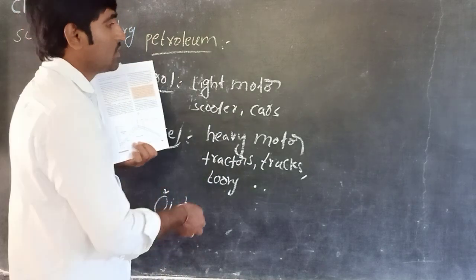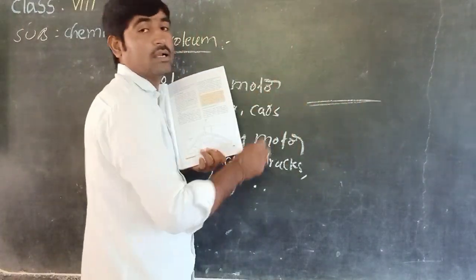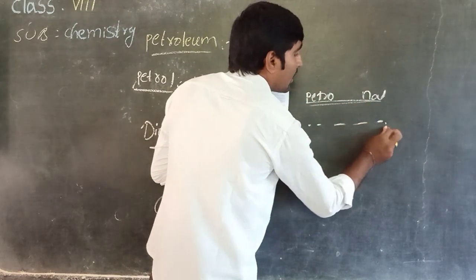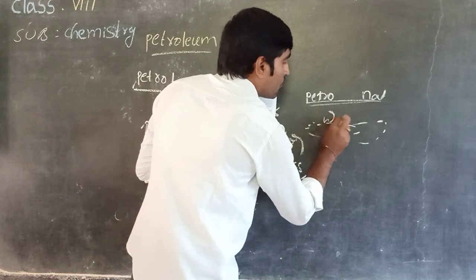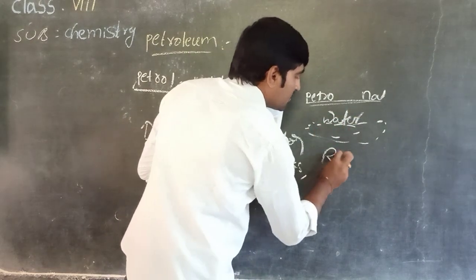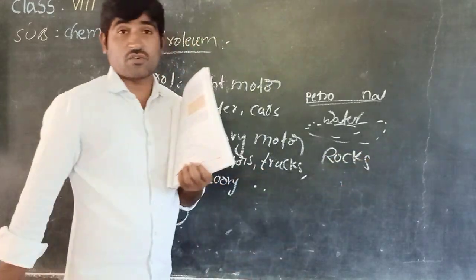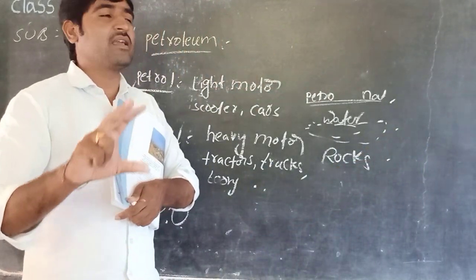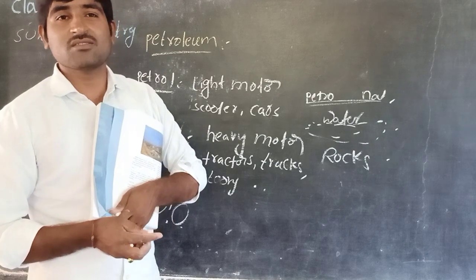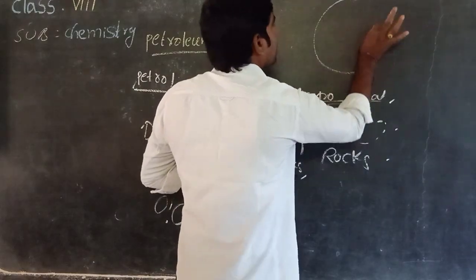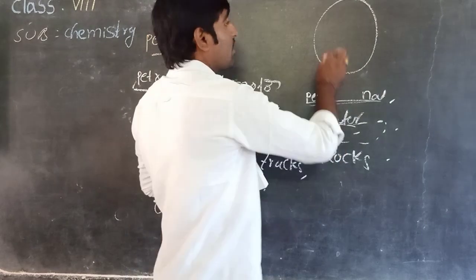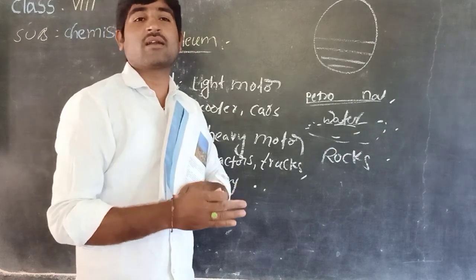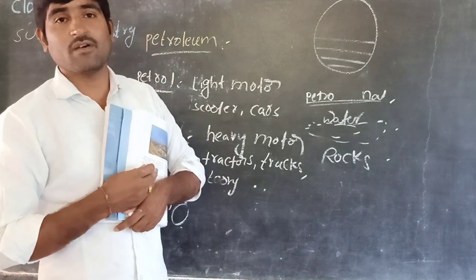The layer which contains the petroleum and natural gas is present above the layer of water. This is the layer of water. Here, this layer is the reservoir rock. So that means the deep earth crust. How is the structure of the earth, children? The earth is divided into layers. So many layers are joined together, and they form the earth.